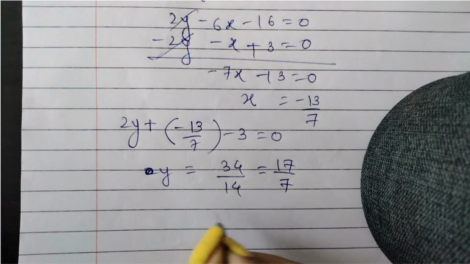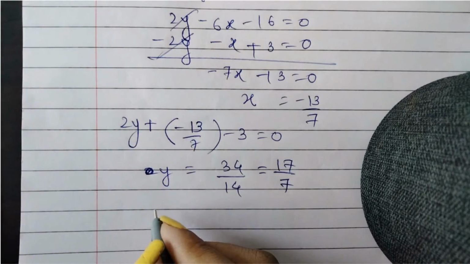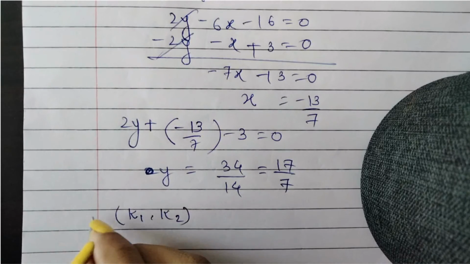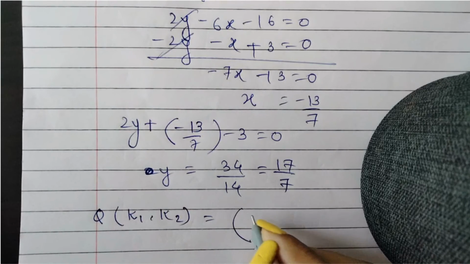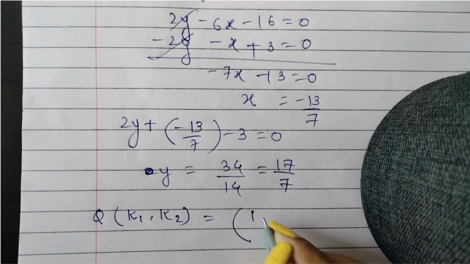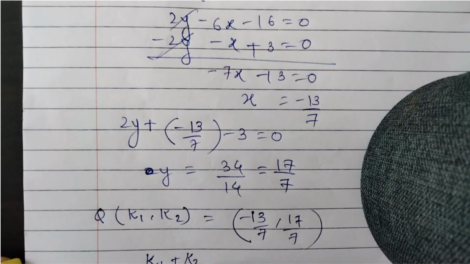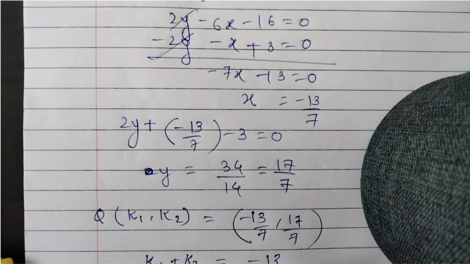So you have found x and y, which are nothing but the k1, k2 coordinates of the point Q, equal to (−13/7, 17/7). In the question they have asked us k1 + k2, so let us do the sum of these coordinates. (−13 + 17)/7 is equal to 4/7.